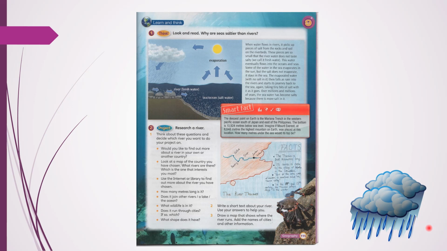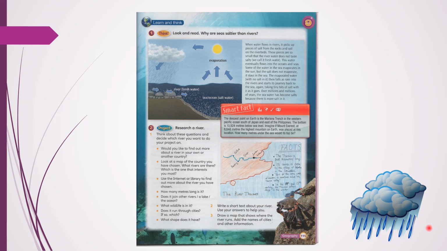Now, in point number 2, it says project, and you have to research about a river. Think about these questions and decide which river you want to do your project on. Would you like to find out more about a river in your own or another country? Look at a map of the country you have chosen. What rivers are there? Which is the one that interests you most? Use the internet or library to find out more about the river you have chosen.